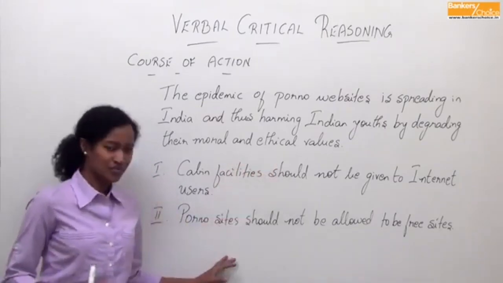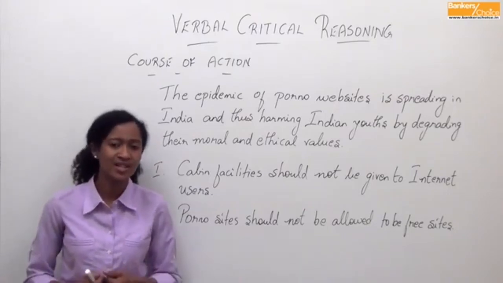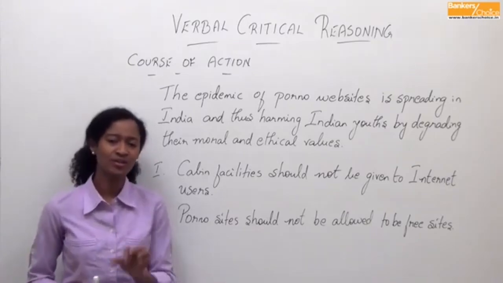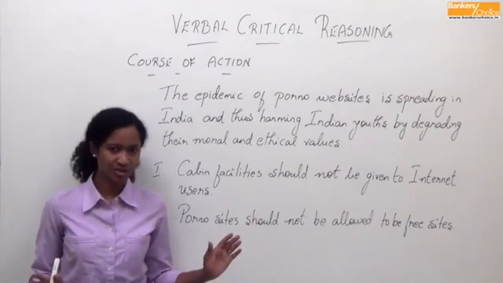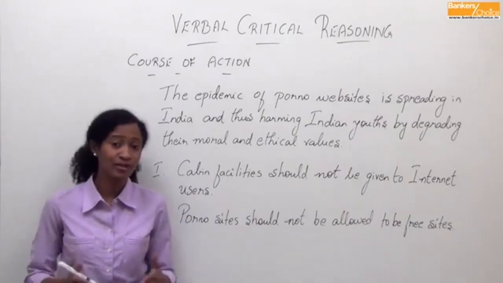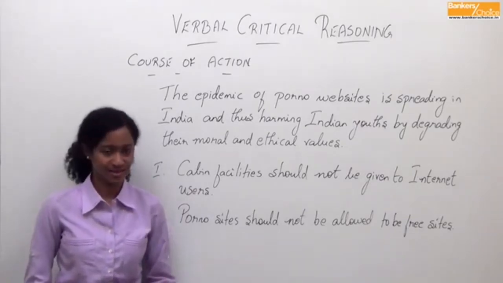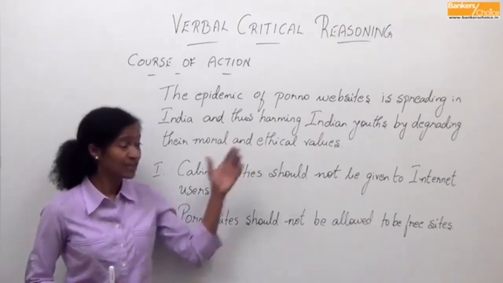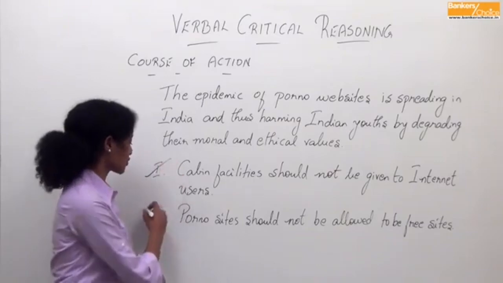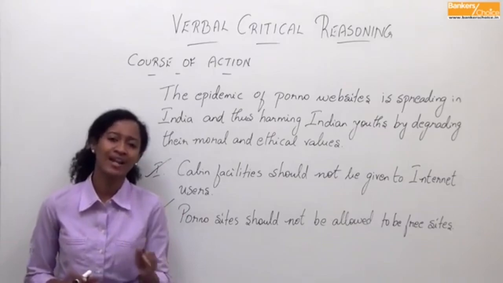Okay? Second course of action. Porno sites should not be allowed to be free sites. This also seems logical. Why? Because anything free you don't think twice. You add a cost to it, there is a pinch, right? You feel the pinch. Am I spending a little too much on this? Is it required? Right? And you think twice before, and some people don't even have the money to spend. Like, school kids will not have the money to go ahead and watch these sites. Right? So, this seems like a very, very logical course of action for me. So, I would say, given the statement that we have, both these courses of action would be logical, right? So here ends course of action. Let's look at our next question type, which is cause and effect.